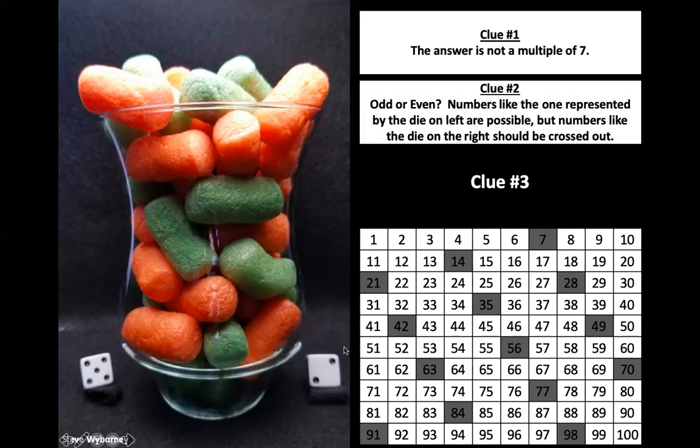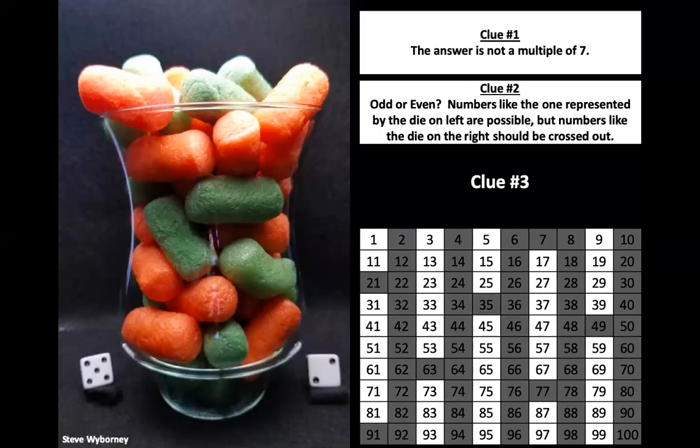Is this an even or an odd number? That's right, it's an even number. Any number that ends with a 2, 4, 6, 8, or 0 is an even number. That means it can be split evenly between two people or two groups. Odd numbers end with a 1, 3, 5, 7, or 9. So let's go ahead and cross out our even numbers.